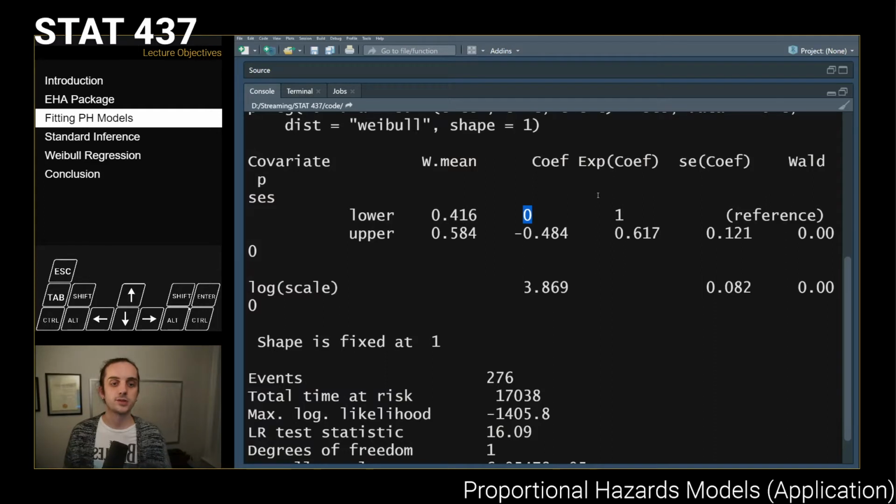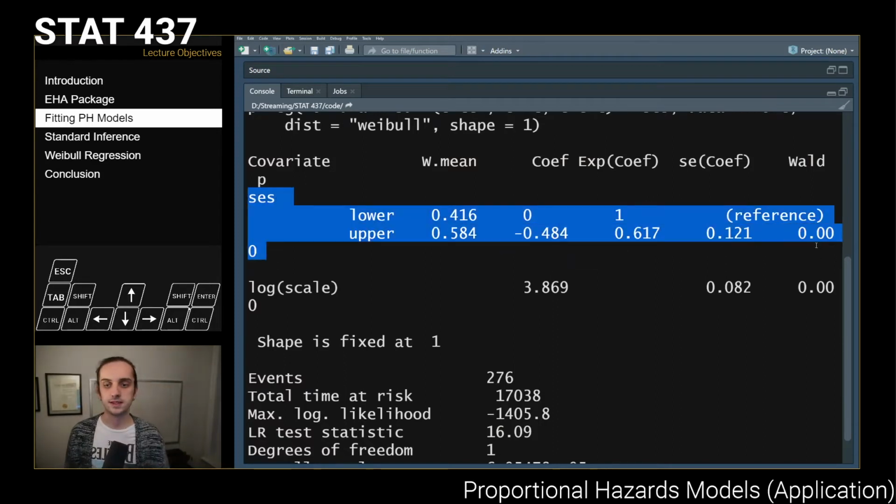The pieces of information we're really concerned with here: this 0.484 is the coefficient in our proportional hazards regression model for individuals in the upper socioeconomic status. Then it gives it to us exponentiated, which can save some time in doing the computation ourselves. We get a standard error, and we get this Wald p-statistic here. The test of significance tells us that this is significantly different from 0 because our p-value is significant. If we had more factors in our model, you would see more rows in this table.